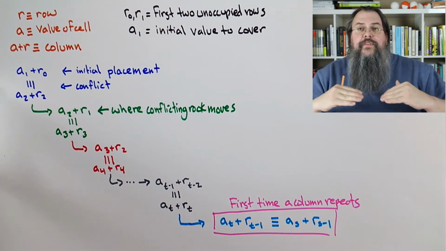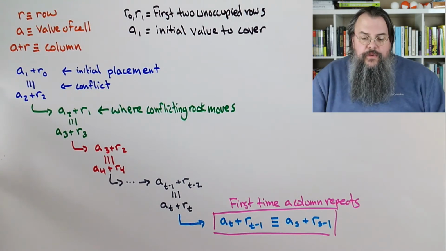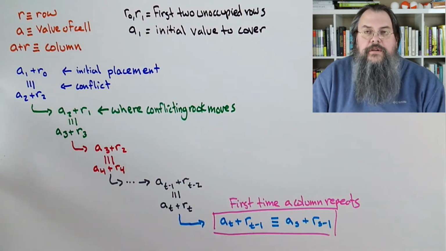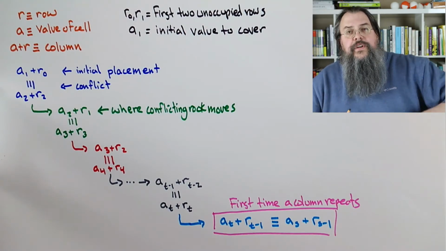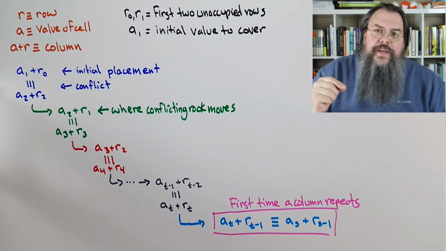Now, when we begin placing rooks, we're going to say, okay, there's two rows not yet used. Those are going to be called R0 and R1. And the first rook, because we're going to start by putting a rook down, we're going to say, what do we want to cover?